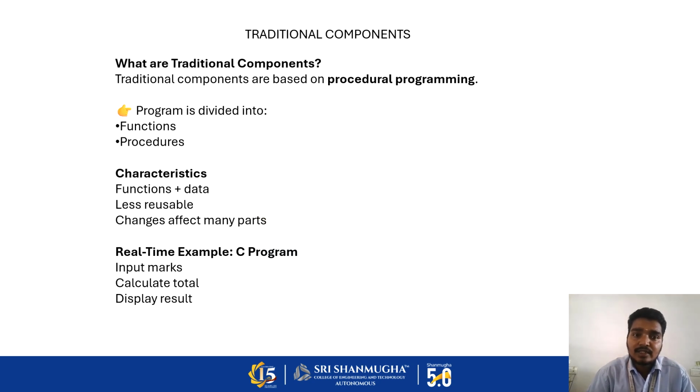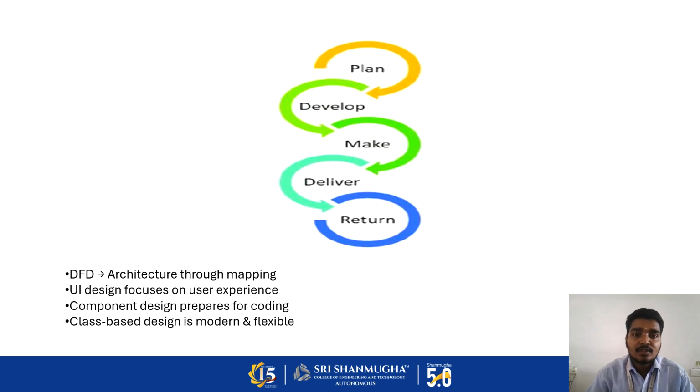Next we look at the traditional components. What are the traditional components? They are based on procedural programming. They are divided into functions and procedures. The functions are divided by their characteristics. Function plus data is less reusable, and changes apply to many parts. The real-time example is a C program: input marks, calculate the totals, and display the results. That is how traditional components work.